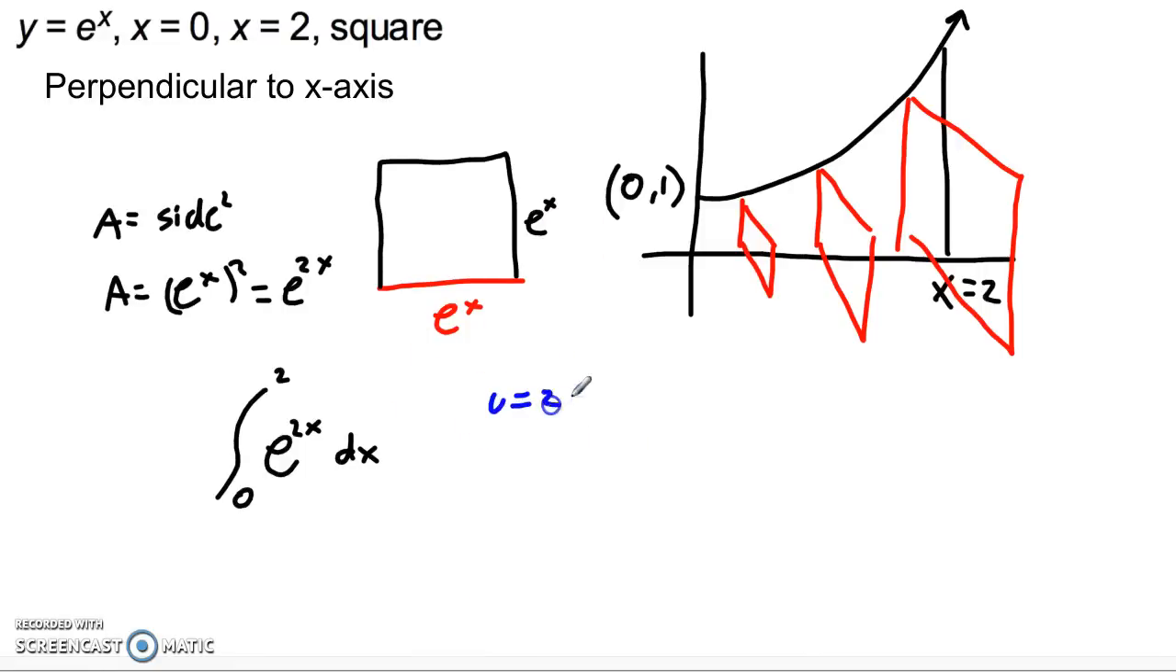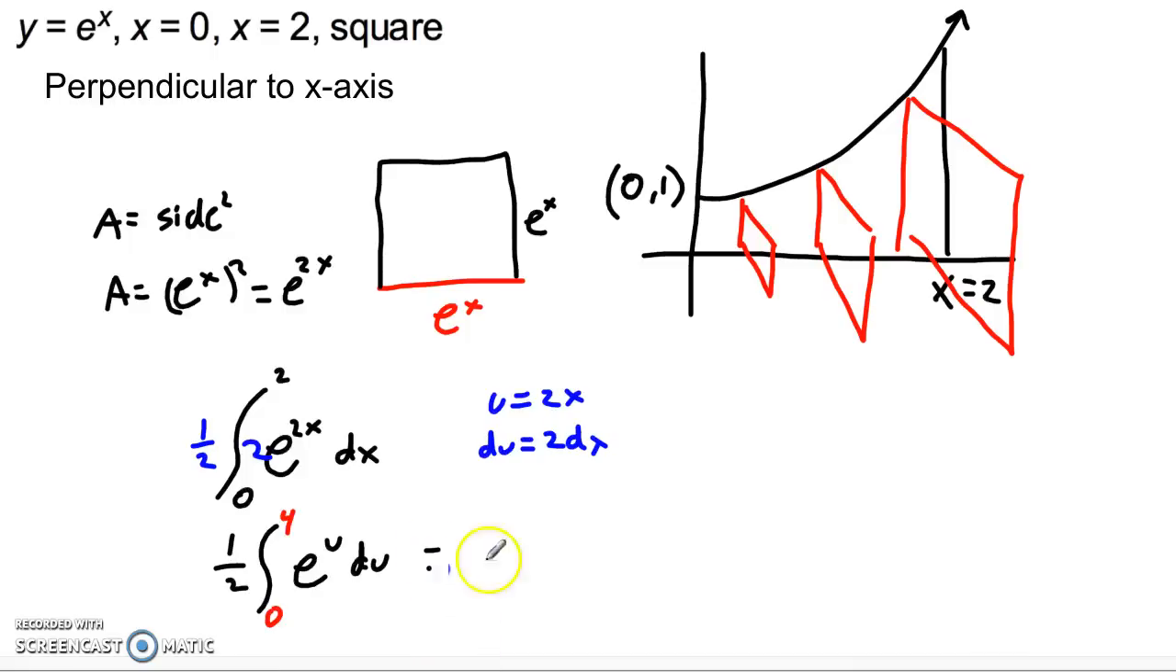If you let u equal 2x, then your du is 2 dx. We only have one dx there, so we'll put the 2 in, take the 2 out, and then we can rewrite this as the integral 1/2 of e to the u du. Notice I didn't write the 0 to 2 because the bounds are going to change. Since u is 2x, 2 times 0 is 0, and 2 times 2 is 4. And so that would be our new integral, which we can easily integrate.